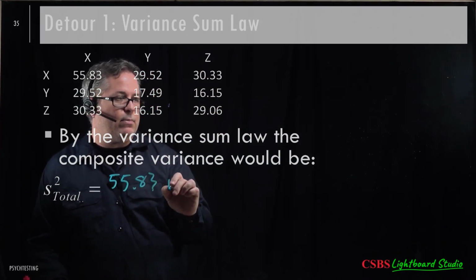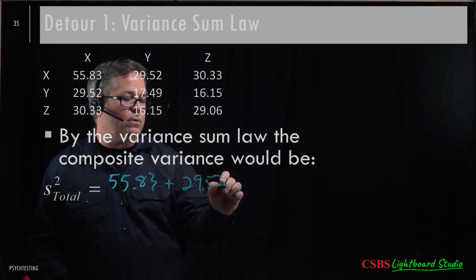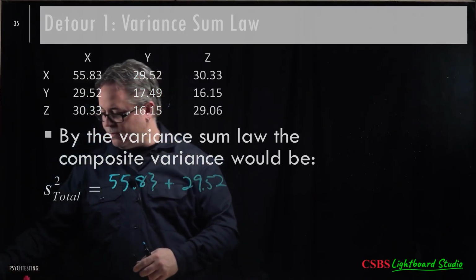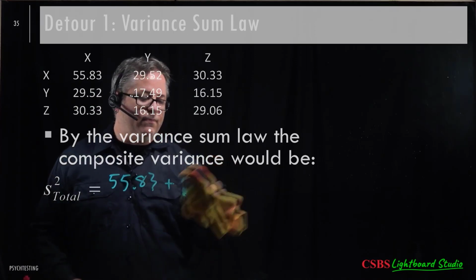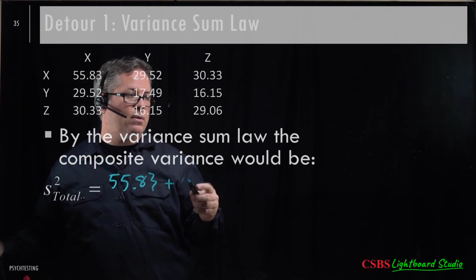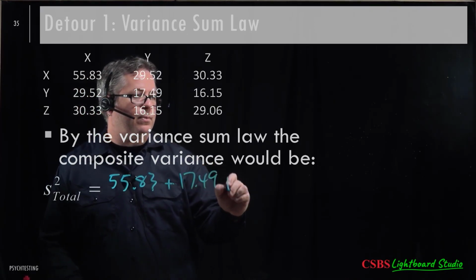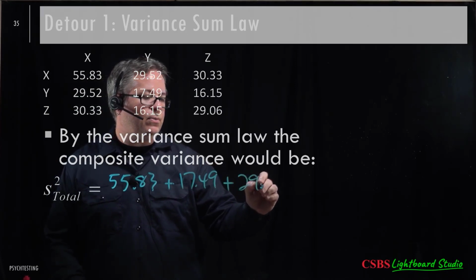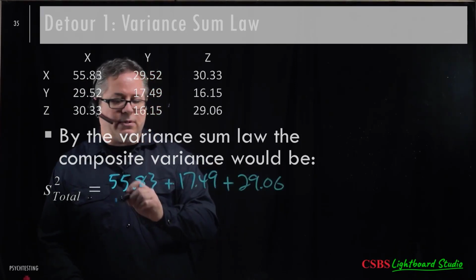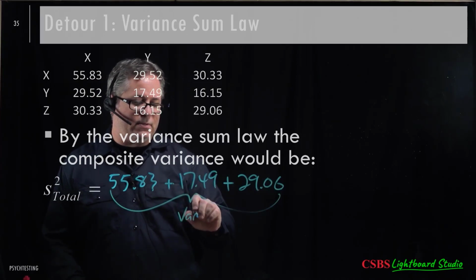so it's 55.83 plus 29.52. Actually, let's do it in order, with some kind of semblance of an order. Let's add up the variances first. So 17.49 plus 29.06. So far, these are all the variances, right? Together.